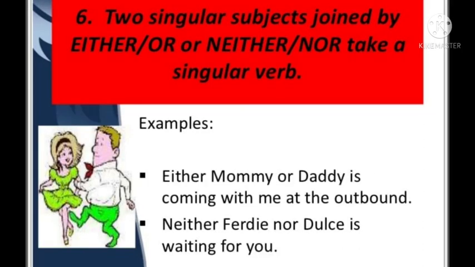As I have already mentioned, when we are having two singular subjects joined by the conjunctions either or, neither nor, we have to take a singular verb. Here you can see the example: either mommy or daddy is coming with me at the outbound. Mommy and daddy, it is representing single subjects. And we have used the conjunction either or. That is why we got the auxiliary is.